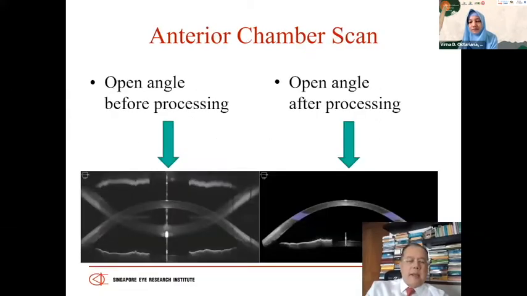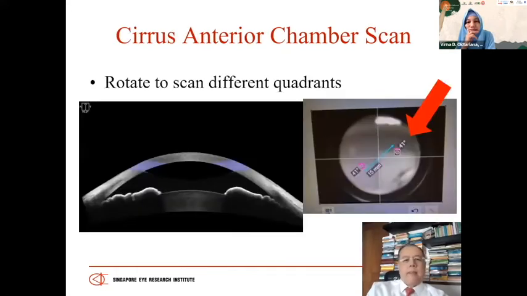And there's some processing which is done by the Cirrus. You can see here, it basically removes the reflection of the anterior segment structures. And that's why you may sometimes see a blue band in the cornea, and this is due to the reflection that was previously present in the image. And this is then removed by processing.